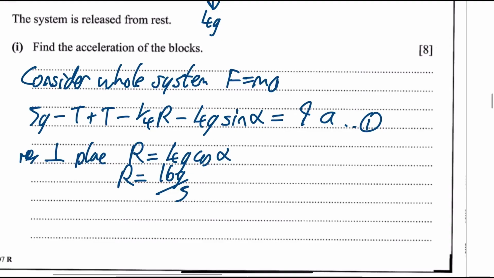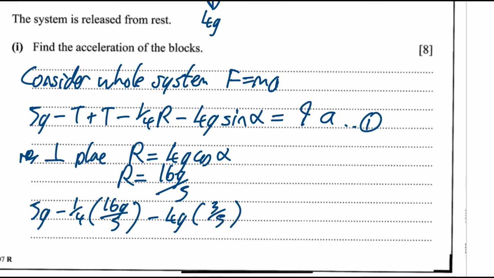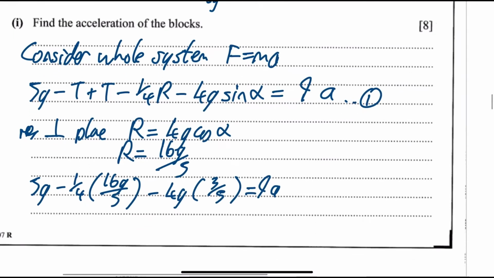So your equation 1 now becomes, we've got 5G, the T's cancel out, then you've got a quarter times your R. So I'll just write that down as a quarter, showing all my working out, times 16G over 5, then minus 4G times my sine alpha, sorry, which is 4 over 5, and that was equal to 9A.